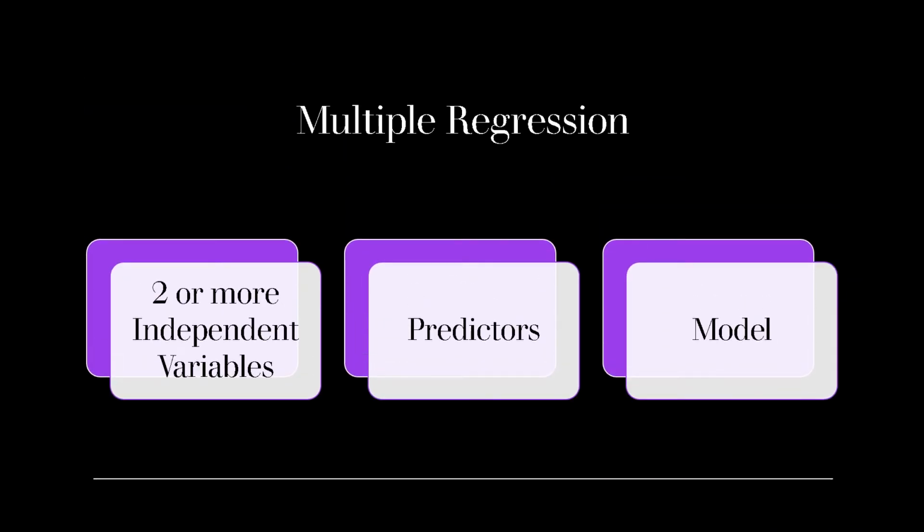So when we're talking about multiple regression, it is a consideration of two or more independent variables. With these two or more independent variables, you would like to check if they are predictors or not of our dependent variable. And then we can make a model or an equation.